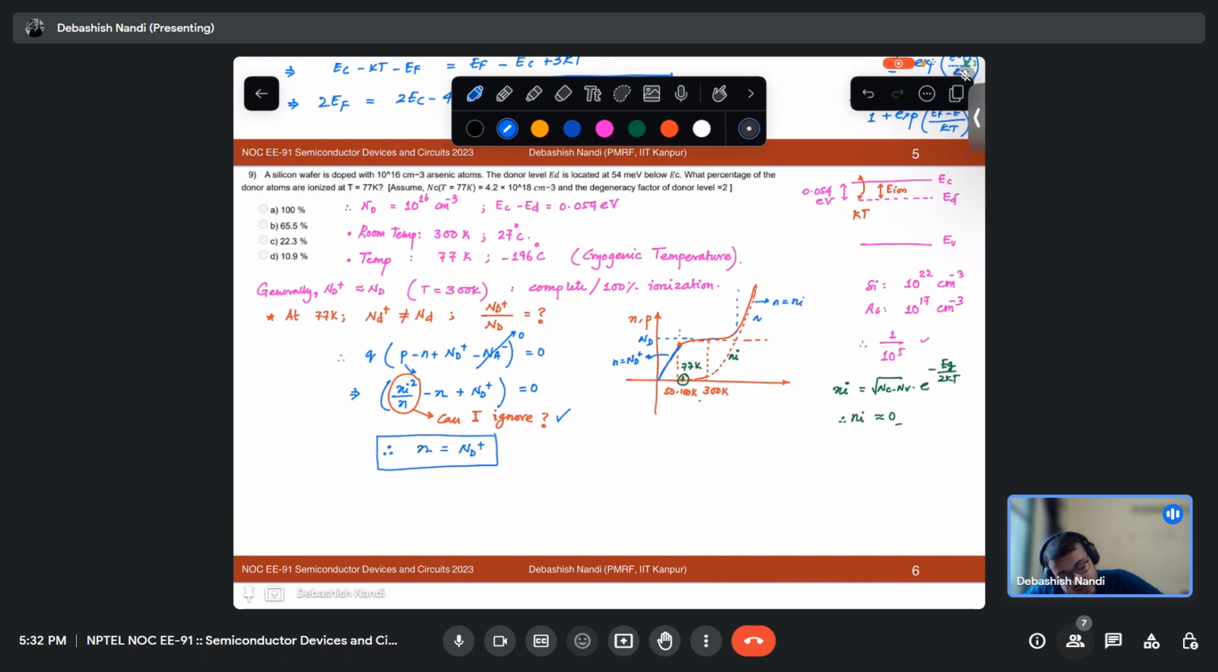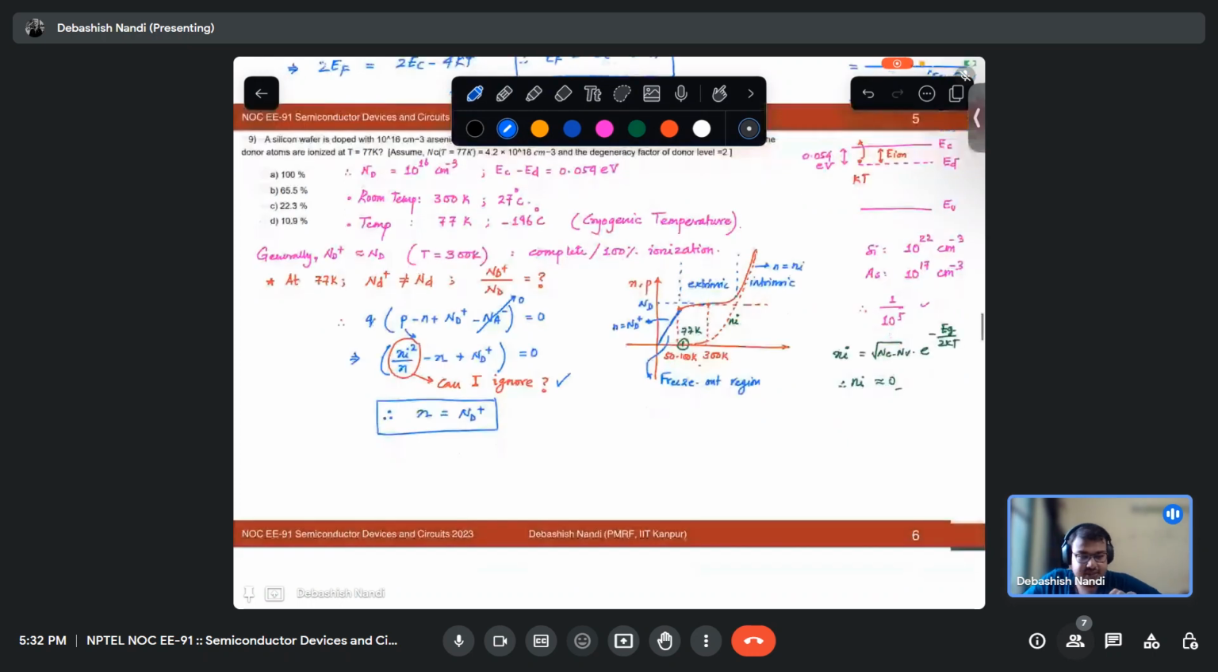This is called your intrinsic region. What are these two regions called, by the way? Anyone? The center region is the extrinsic region, right. And the leftmost region is freeze out. So in which region are we right now? We are near the freeze out region, where my N will be very, very small. So your N is this Nd plus.